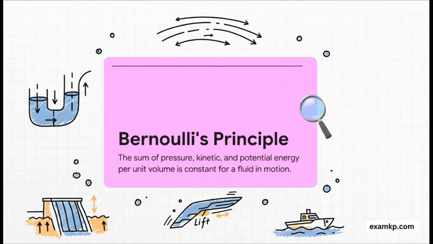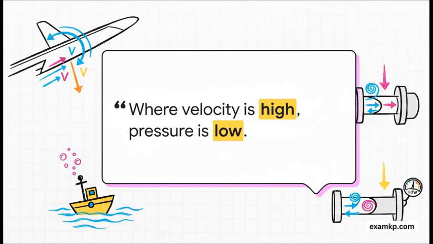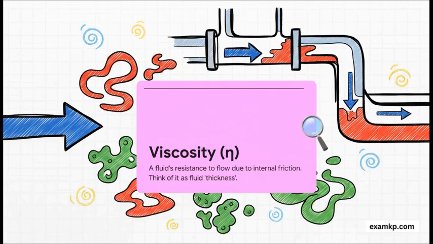So what's the big takeaway from Bernoulli's Principle? It's this simple but powerful idea that where the speed of a fluid is high, its pressure is low, and the other way around. This simple inverse relationship is exactly how an airplane wing generates lift. The air has to travel faster over the curved top of the wing, and that creates a pocket of lower pressure that literally pushes the wing up from below. Amazing, right?